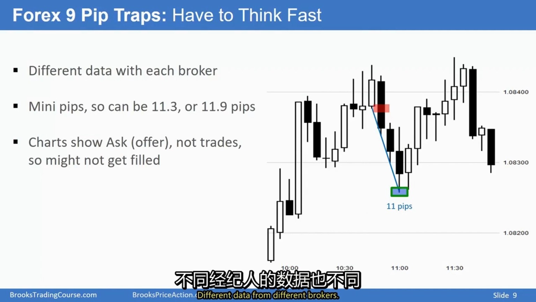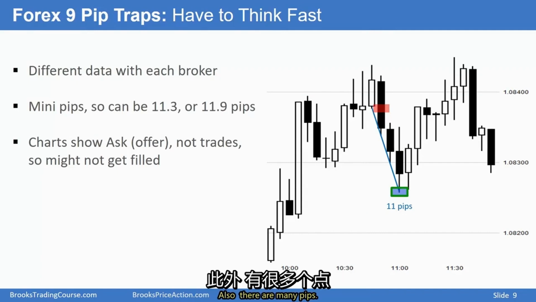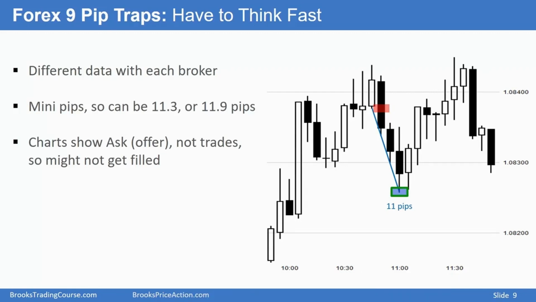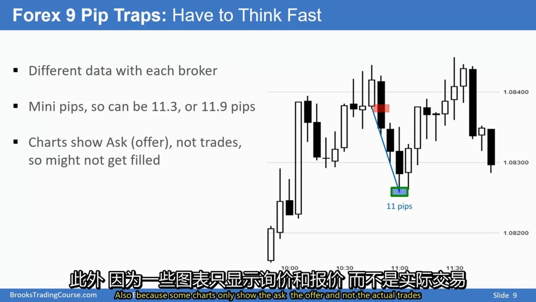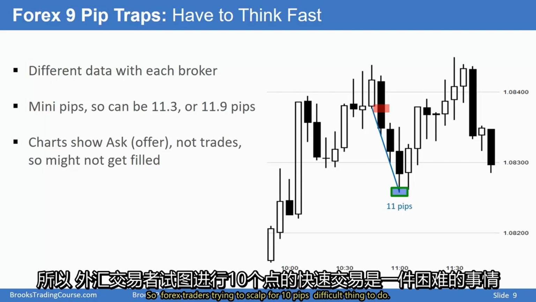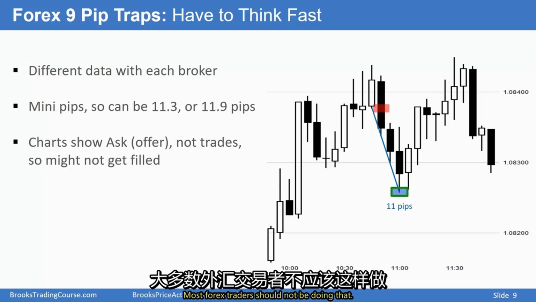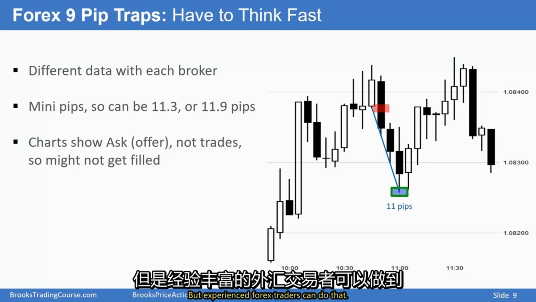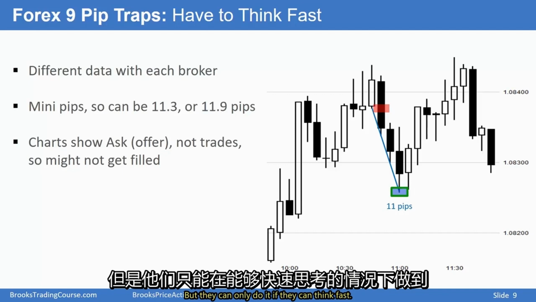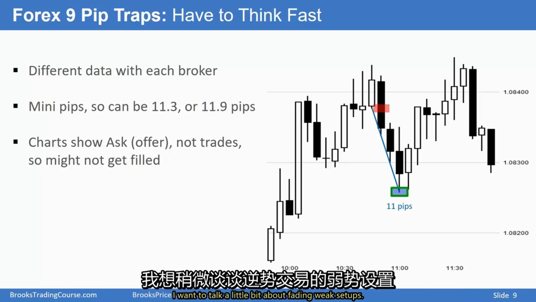Different data from different brokers. Also, there are mini pips, so instead of 11 pips, it could be 11.3 pips, 11.9 pips. Also, because some charts only show the ask, the offer, and not the actual trades, you might not get filled even though it looks like you're getting filled. So Forex traders trying to scalp for 10 pips, difficult thing to do. Most Forex traders should not be doing that. But experienced Forex traders can do that, but they can only do it if they can think fast. They have to make quick decisions.